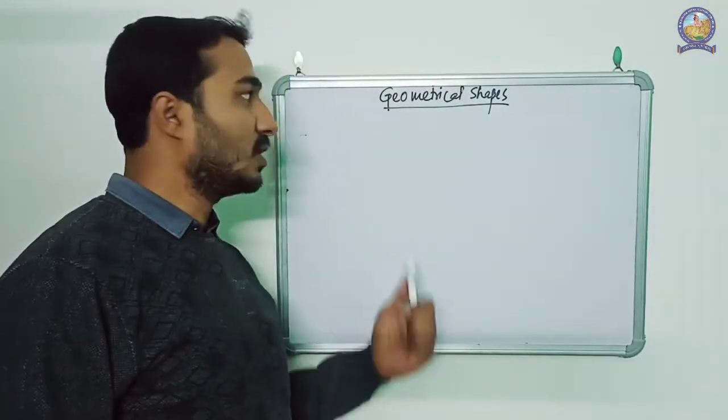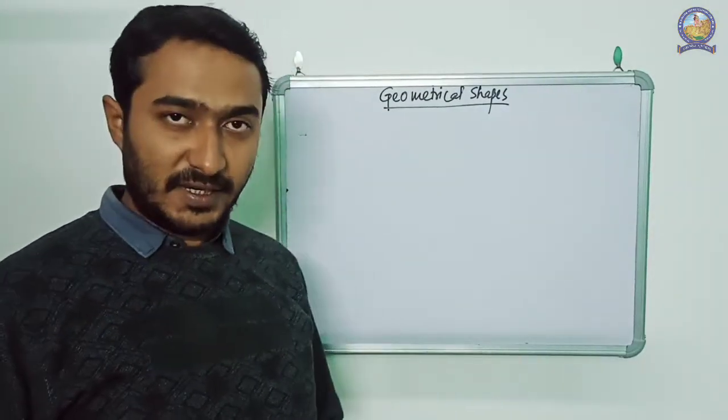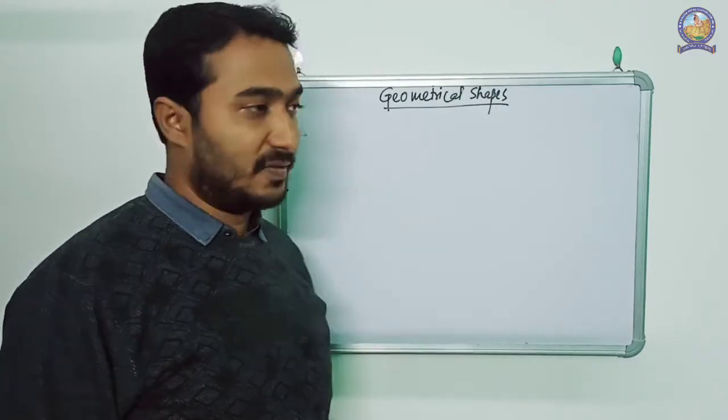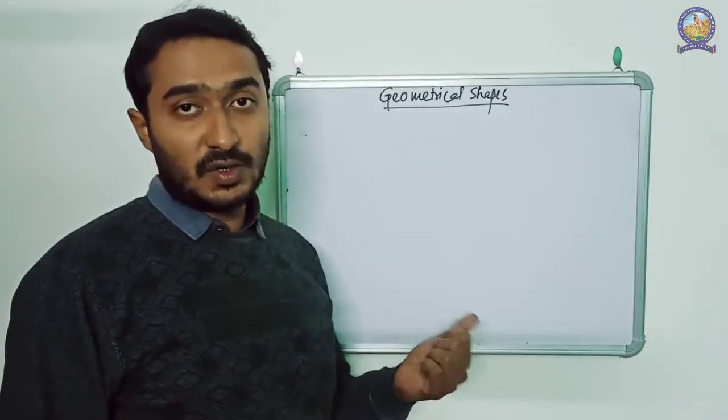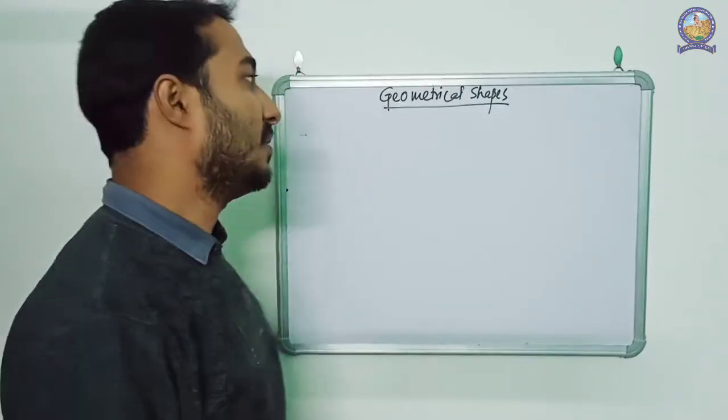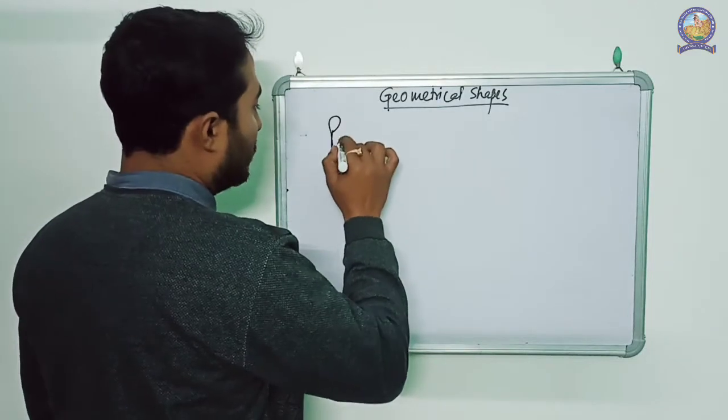Now let's talk about geometrical shapes or geometrical figures. In case of geometrical figures, there are 2 kinds: one is closed figure, another is open figure. Closed figures are collectively known as polygons.